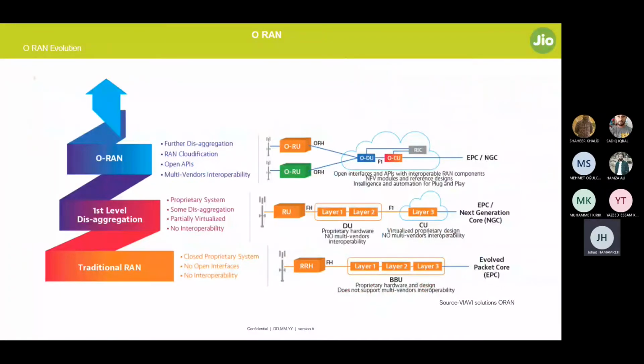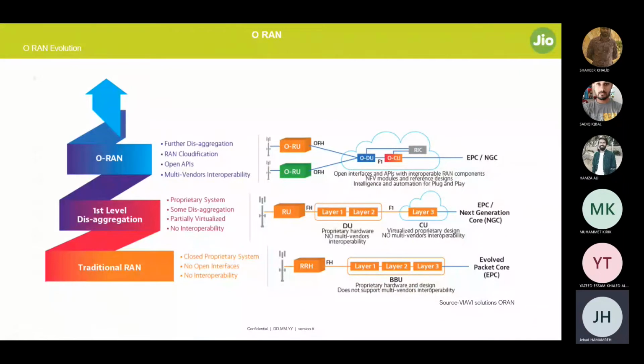So Open RAN, another picture that explains things to us from a different perspective. You start from the traditional RAN where you have a closed proprietary system, no open interfaces, no interoperability, and you move on to the virtual RAN where you still have a proprietary system, but you get some disaggregation and partial virtualization, but no interoperability. When I say interoperability, I mean whether the devices of different companies are compatible with each other or not. Until we reach Open RAN, where we have seen more disaggregation and RAN cloudification.